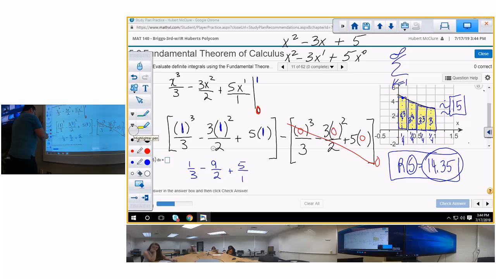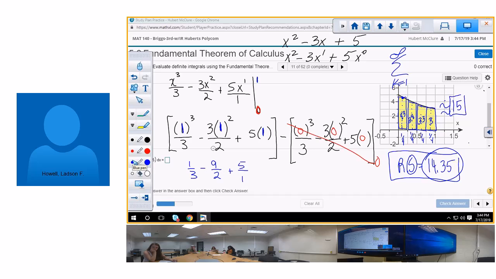Wouldn't that be 3/2 instead of 9/2? Yeah, because I have to do the exponent first before you multiply. Okay, 3/2. Thank you.